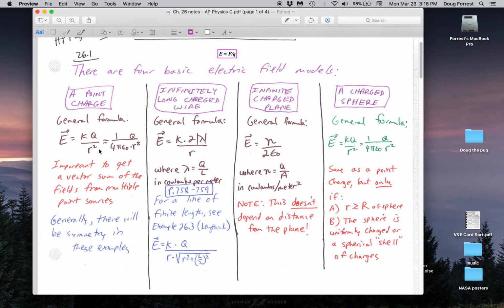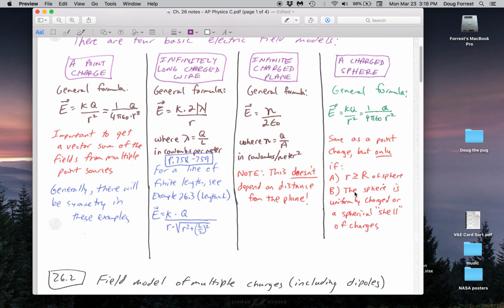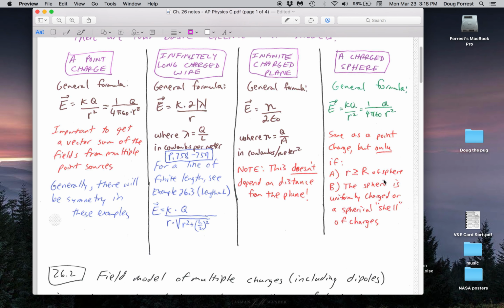Okay, so that's an important one. Notice if I skip over here, it's the same formula for a charged sphere. So the reason that that's important is if we have a sphere with a significant radius, inside that sphere, the electric field is going to be 0 at all times, as long as the charges are distributed electrostatically so that they're not moving at that point.